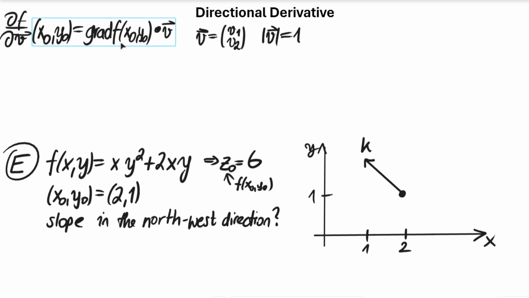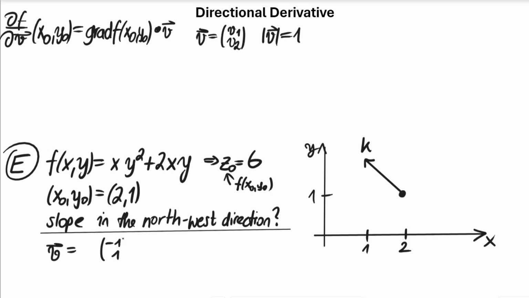So we use the formula from above. What we need first is this direction, and the direction we model here as -1 in x and 1 in the y direction. You have to normalize it, so you divide by the magnitude of this vector, which is the root of 2. And now we also compute the gradient. We also need the gradient in the formula.